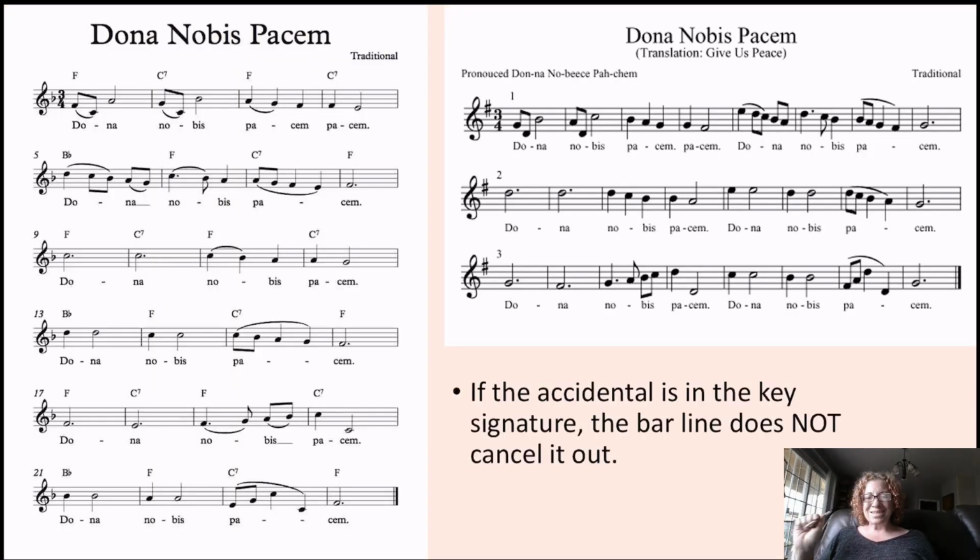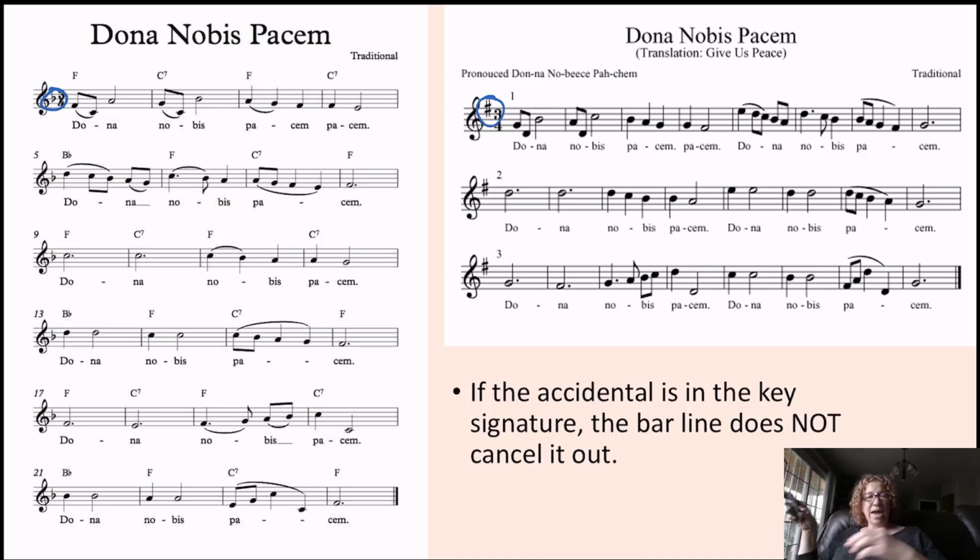So if the accidental is in the key signature, right here or here, the bar line is not going to cancel it out. If you want to cancel it out, you're going to have to use an accidental, otherwise known as the natural sign, right? You have to use the natural sign, which is then canceled out by the bar line, okay? A lot of things going on here, a lot of moving parts, but this is the exact same piece.